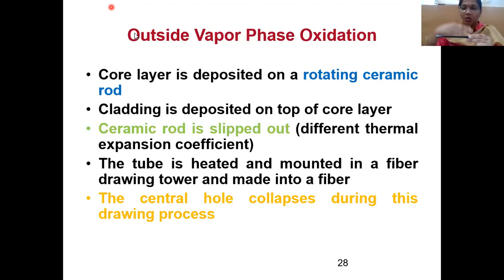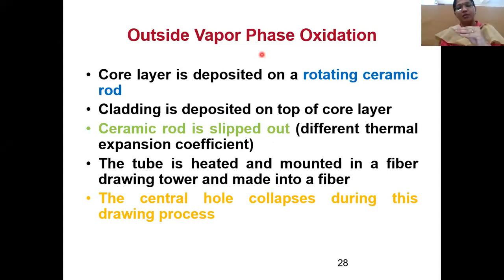So the deposition of the core and cladding that is happening is outside the ceramic rod. That's why the name is outside vapor phase oxidation. Now when I monitor that sufficient deposition has taken place, I will slip out this rod. This rod is nothing involved in the fiber fabrication. So suppose the deposition of core and cladding is done, then I slip out this rod. So there is a hollow space that will be created in this deposition.